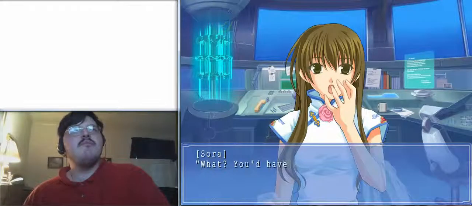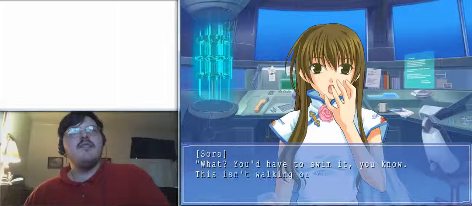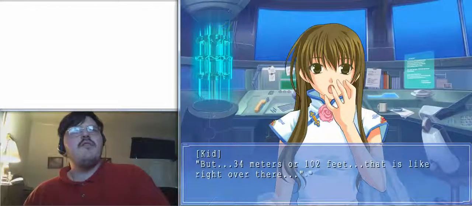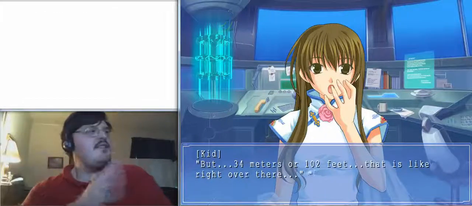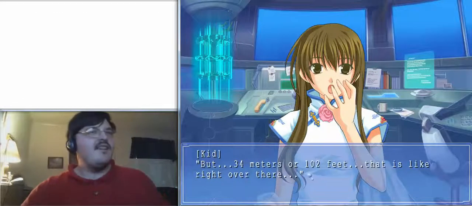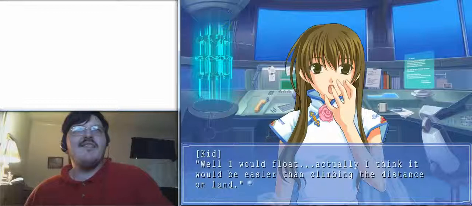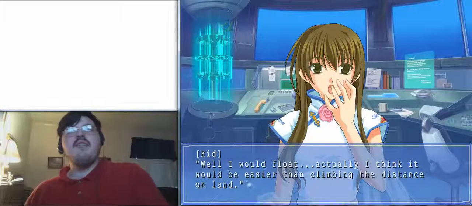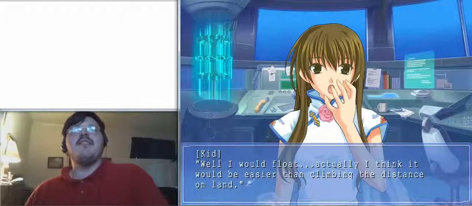But 34 meters or 102 feet, that's like right over there. Right there. Well, it would float. Actually, I think it'd be easier than climbing the distance on land.